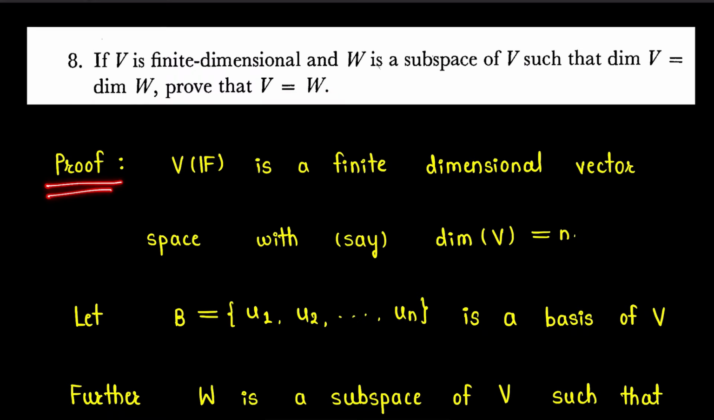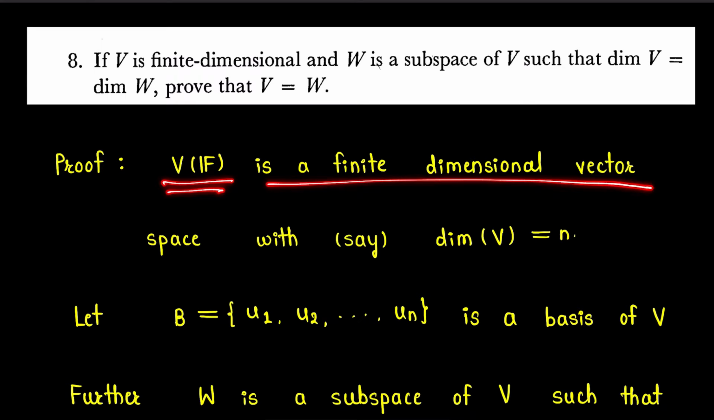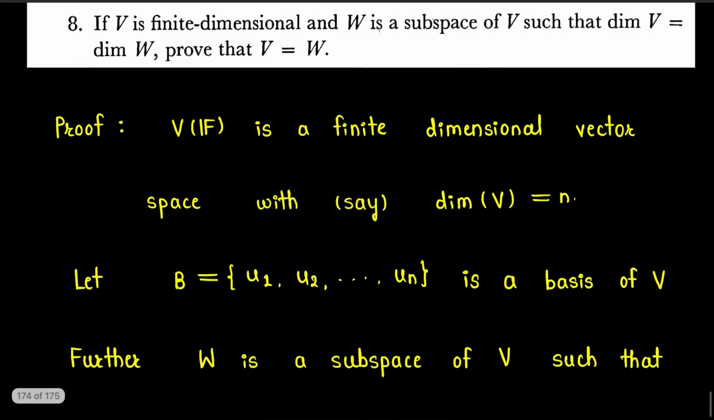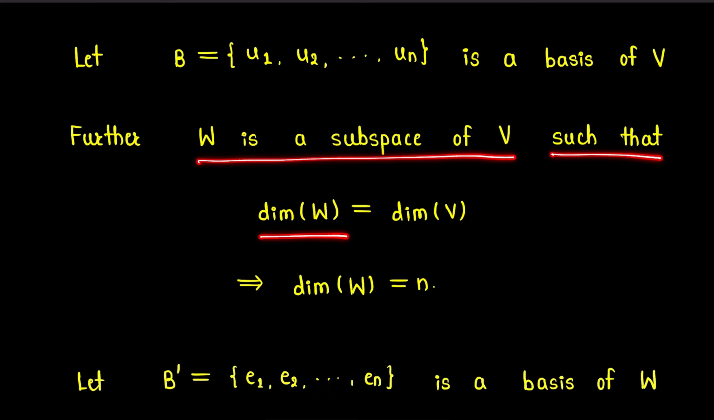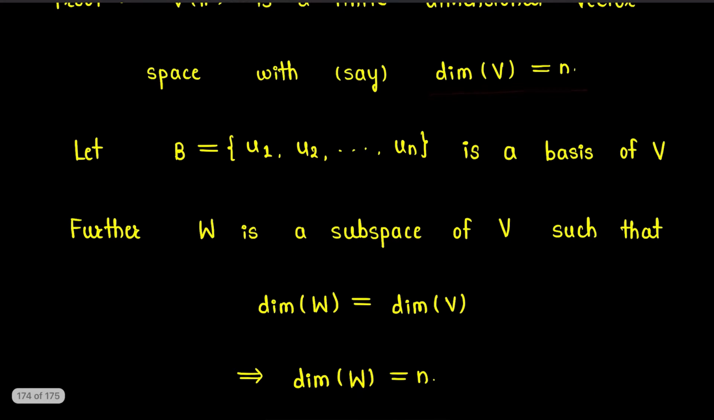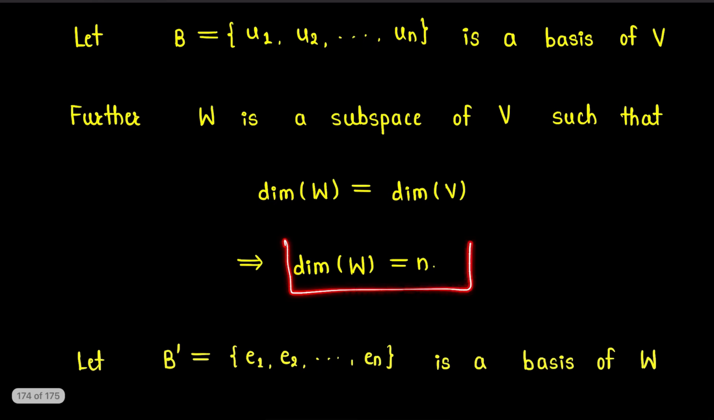Now proof. It is given that V over field F is a finite dimensional vector space, and let us consider dimension of vector space V is n. Further, let B containing n number of linearly independent vectors u1, u2 up to so on un be any arbitrary basis of V. Also, we know that W is a subspace of V such that dimension of W is equal to dimension of V. Now we have considered that dimension of V is n, therefore dimension of W will also be equal to n.